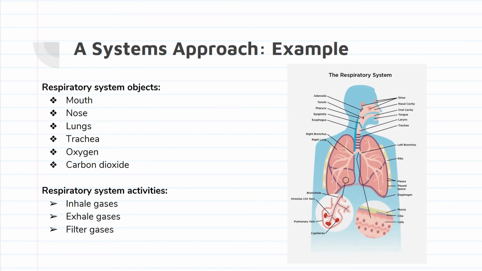Here's an example of a system, the respiratory system. So the objects are the mouth, nose, lungs, oxygen, carbon dioxide, and the activities are inhale and exhale gases and filter them. So for instance, we need to know the relationship between the objects and the activities, like the mouth inhales gases, the lungs filter the gases, and you could also exhale the gases from the mouth as well.